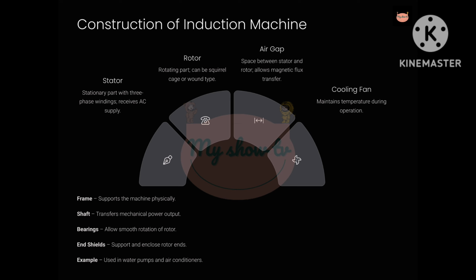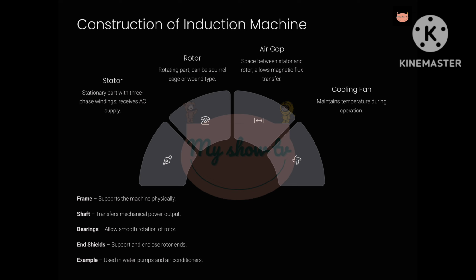An induction machine, also called an asynchronous machine, has a simpler and more robust construction compared to a DC machine. 1. Stator, the stationary part that has three-phase windings. This is where the AC supply is connected. 2. Rotor, the part that rotates.